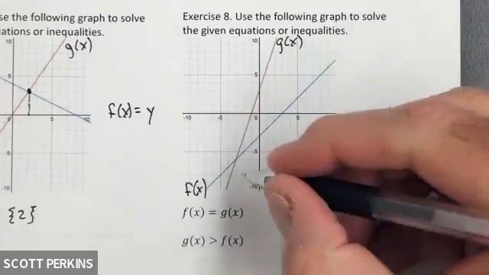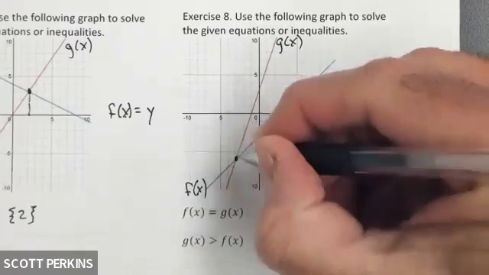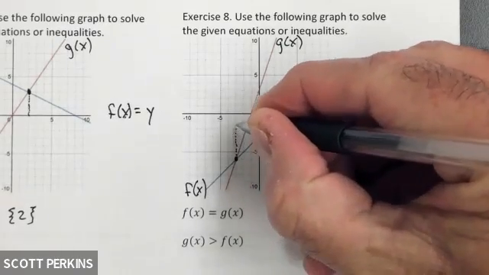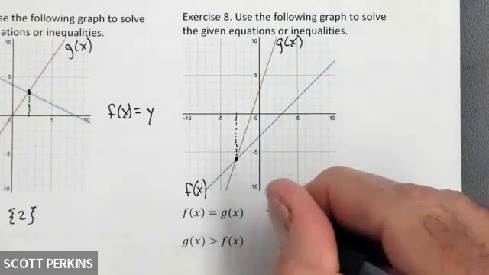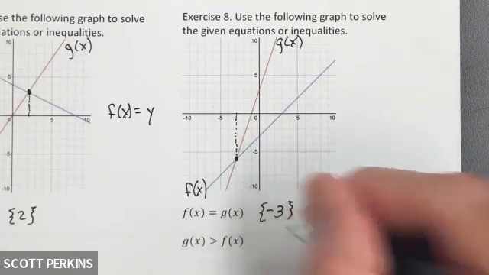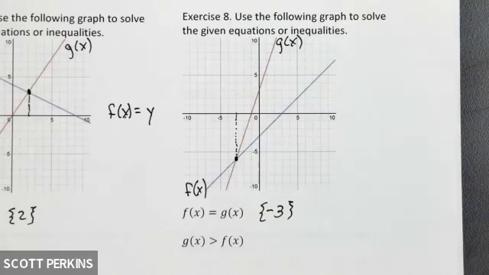Once again, that happens at the intersection, which is right here. So what x value did you come up with where those two things are equal? -3. Did anybody get something different that we have to talk about?